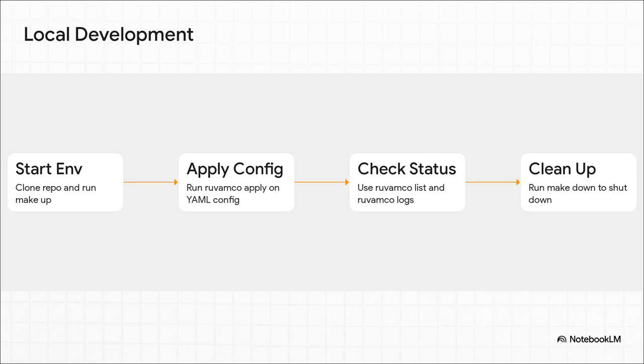What used to take a dedicated ops engineer and a staging server now happens right on your local machine. You literally just git clone the repo and run make up. That uses Docker Compose to instantly orchestrate the control plane and a local Envoy instance. From there, you use the developer CLI to run Ruvamco apply against a basic YAML config. You can check your routing status with Ruvamco list, watch the logs with Ruvamco logs, and when you're done playing around, just hit make down. It is an incredibly frictionless, satisfying experience.